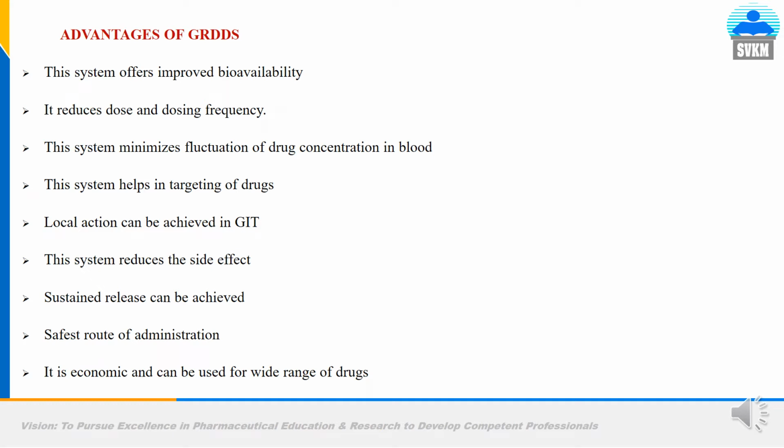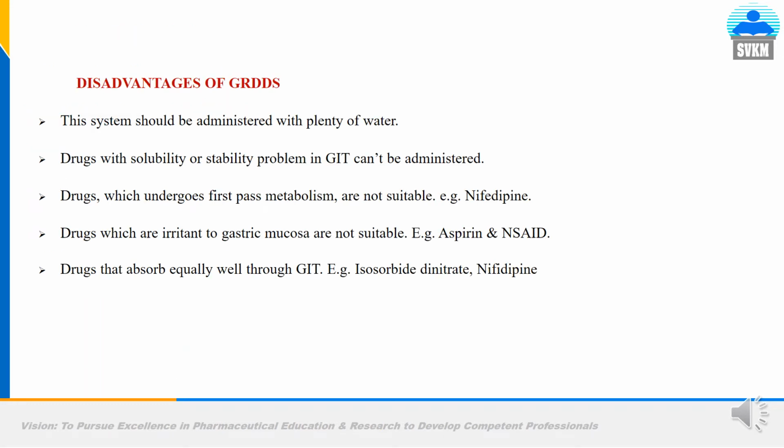Oral route is the safest route of administration, as we all know. It is economical because this is a very simple technique to prepare this formulation. No costly excipients are used. So it is economical and it can be used for a wide range of drugs. Many suitable candidates can be prepared as GRDDS formulations.